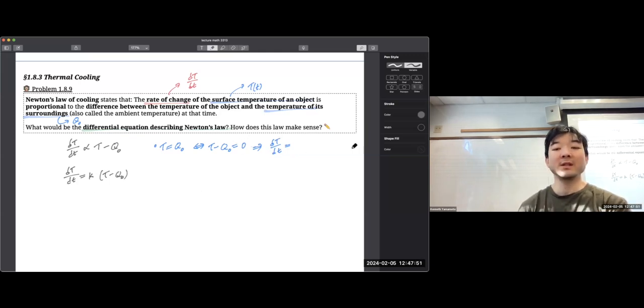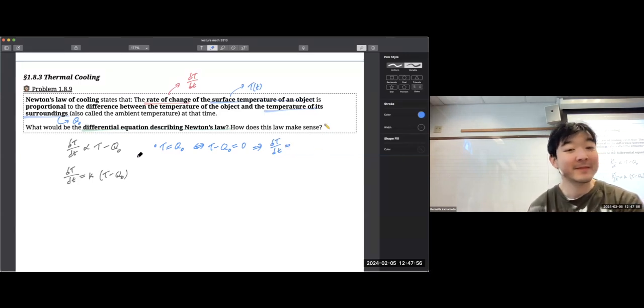So in this case, your dT over dt would equal what? If T is equal to Q naught, if the temperature of the object and the ambient temperature are the same, then T minus Q naught is equal to 0. So dT over dt would be 0. This equation is saying that the rate of change of your object temperature should be 0.